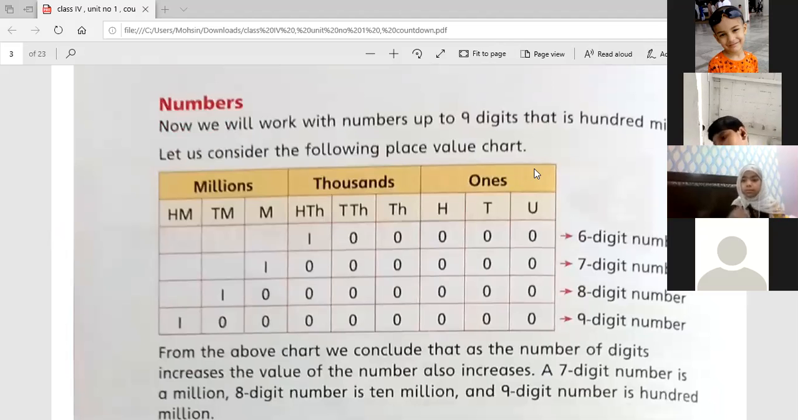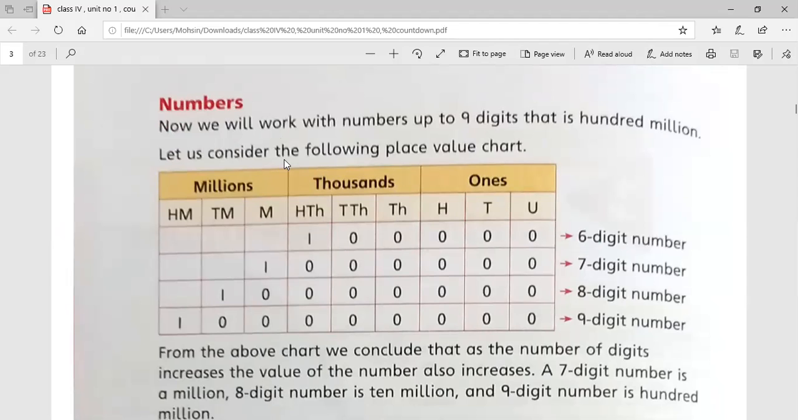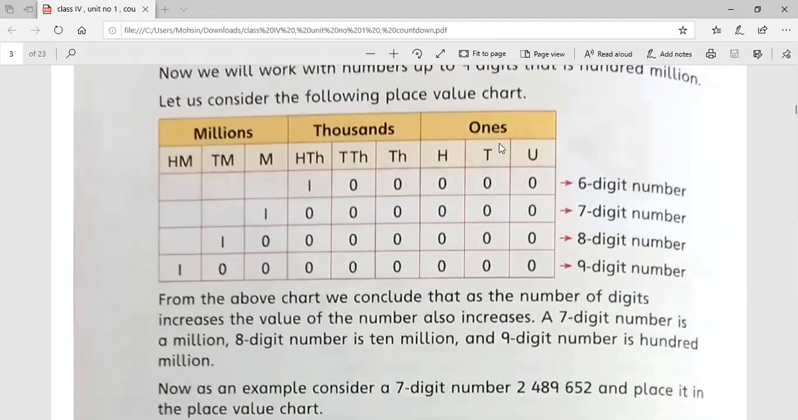Again, I'm going to tell you what we have done. You can see on the board the written numbers here. Now we will work with numbers up to 9 digits, that is 100 million. Let us consider the following place value chart. In the place value chart, you can see they write it in three groups: ones, thousands and million.